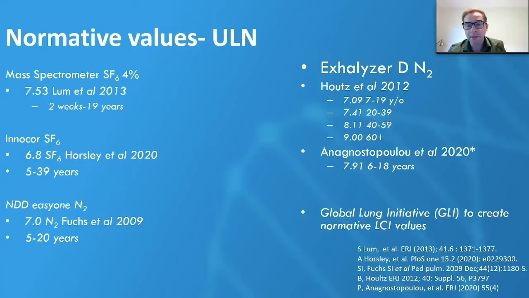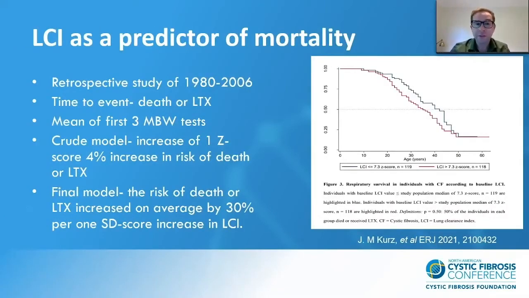But the great work that the Global Lung Initiative did in spirometry, body plethysmography, and gas transfer to create normative values, they are also going to do this for LCI values and other MBW parameters. And that work is already underway. LCI has also recently been shown to be a predictor of mortality. So this was a time to event analysis of either death or lung transplant. And in their crude model, they found that an increase of 1 Z-score led to a relative risk increase of either death or lung transplant of around 4%. But in their final model, where they took in a number of confounders, they found the risk of death or lung transplant increased by an average of 30% per 1 standard deviation increase.